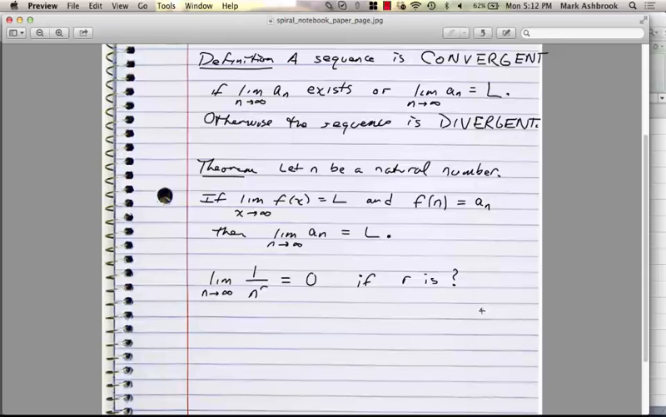So what if r is 1? Is it 0? 1 over n? Does that converge to 0? One half, 1/3, 1/4, 1/5, 1/6, 1/7, 1/8, 1/9. Does it converge to 0? If you're shaking your head, are you thinking of the sequence or the series? Are you thinking of the sequence or the series? So if r is 1, we're talking about this.